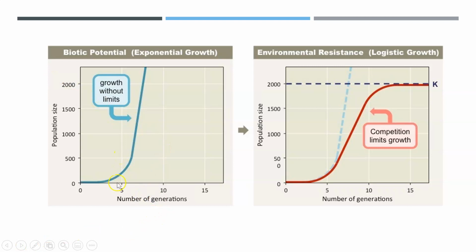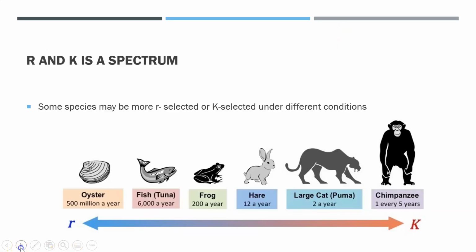So biotic potential, we've got that unrestricted growth. Just going to keep reproducing and reproducing on and on. Versus something with competition. I said earlier that there was competition in the K-selected species because they're bigger, they live longer, they need more resources, so they just can't afford to reproduce like those R-selected species do.